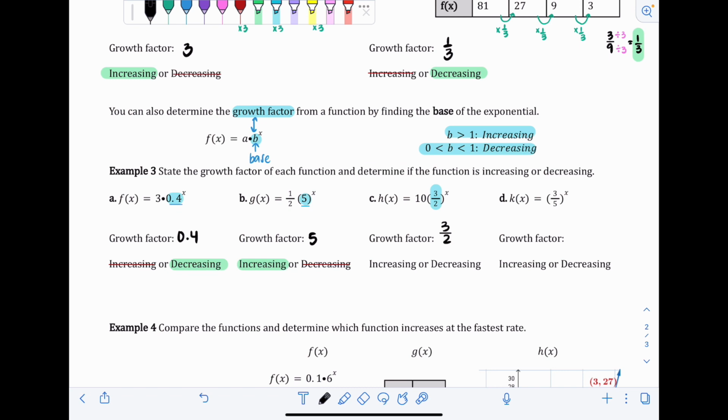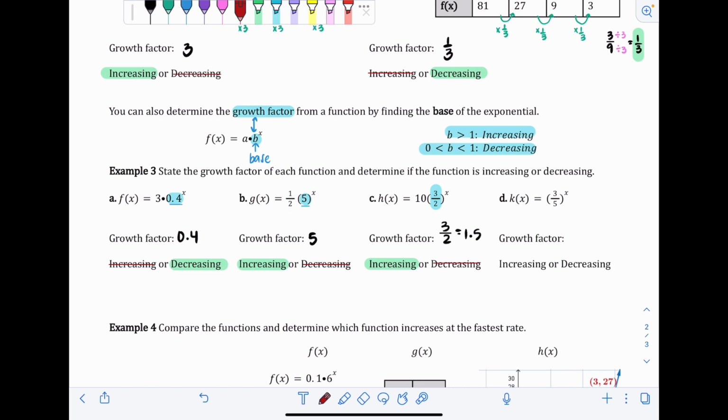And then to determine if it's increasing or decreasing, we have to decide if 3/2 is greater than 1 or between 0 and 1. So not all fractions are between 0 and 1. If the number on top is bigger than the number on bottom, then your fraction has a value that's greater than 1. Or you could convert this fraction to a decimal by dividing 3 by 2, and that would be 1.5. So 1.5 is greater than 1, so this would be increasing because our growth factor is greater than 1.